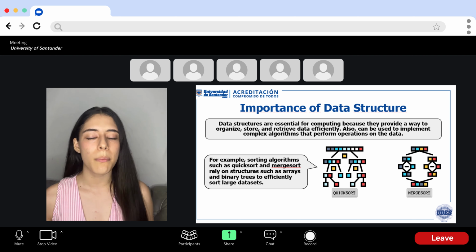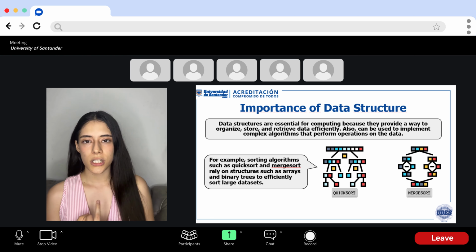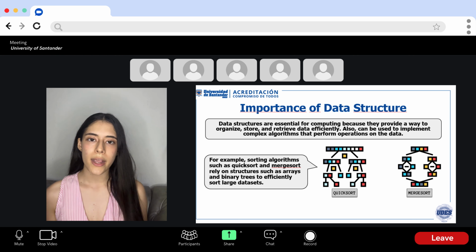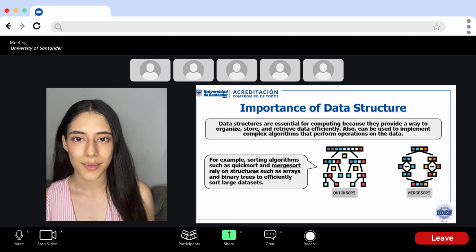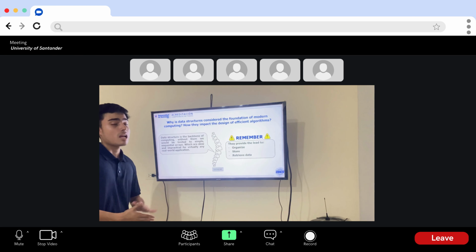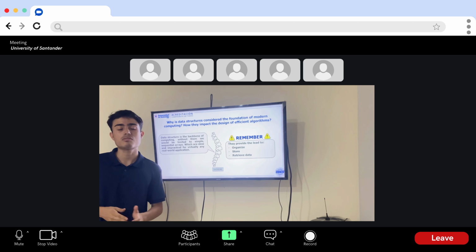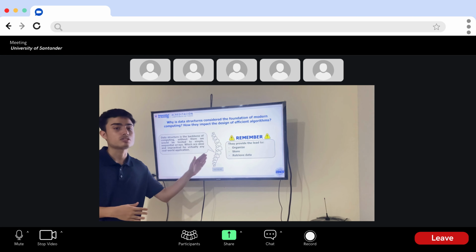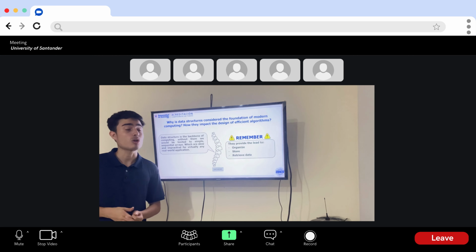They also make complex algorithms possible, like quicksort and merge sort, which rely on arrays and binary trees to sort large data sets efficiently. Answering these questions, I will give you an example to understand why data structure is important for modern computing. Imagine your spine. Without it, you wouldn't be able to perform many of the tasks you do every day. Well, data structures are the backbone of computing.